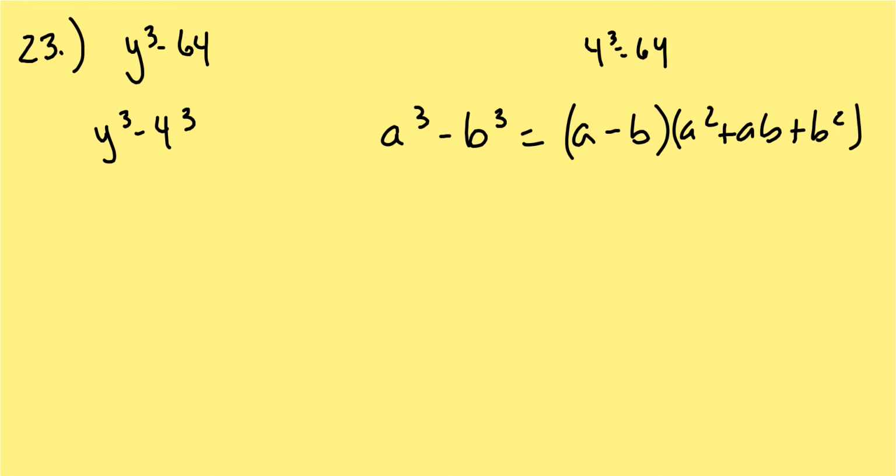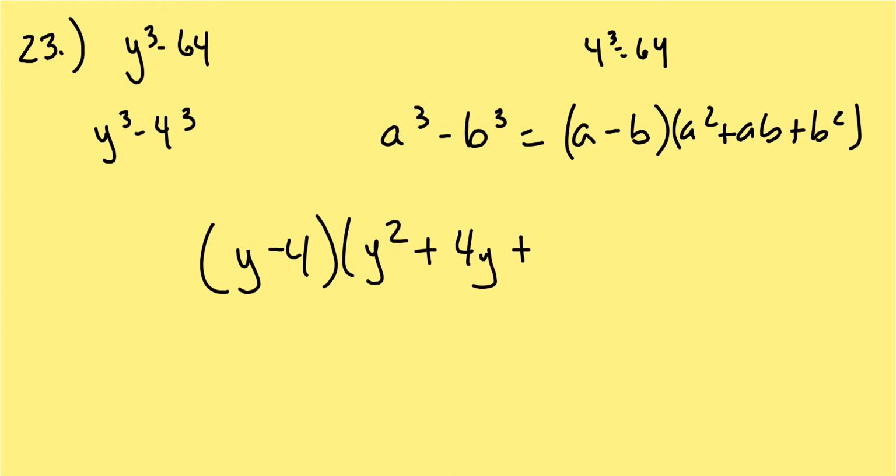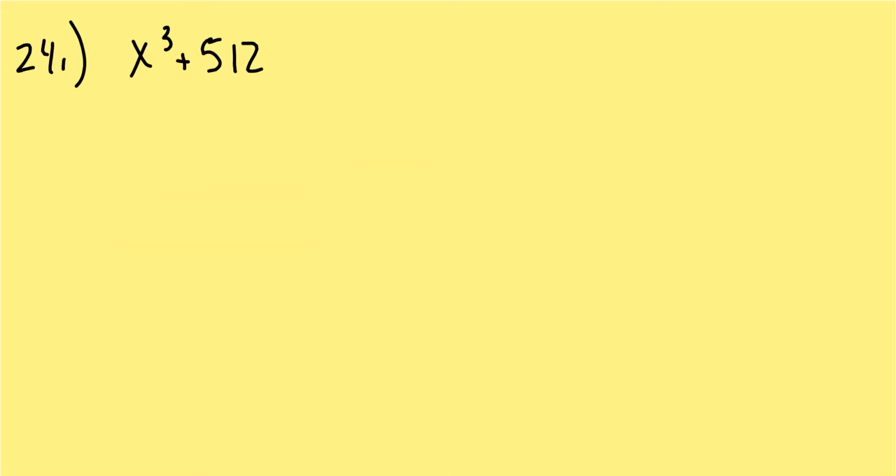So I'm going to rewrite it as y minus 4, because those are the bases. I square y. I add the product of the two, plus 4y. I square b, which is 4, so I have plus 16. Done. That's it. So right away I have to know that 8 cubed is 512.